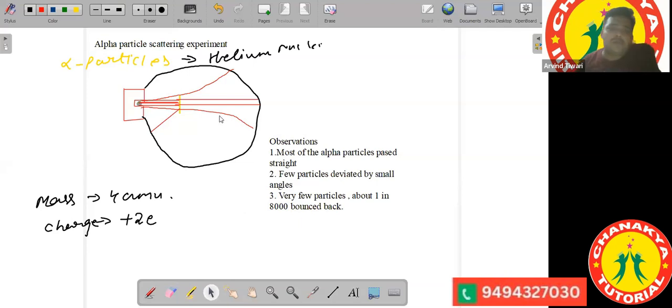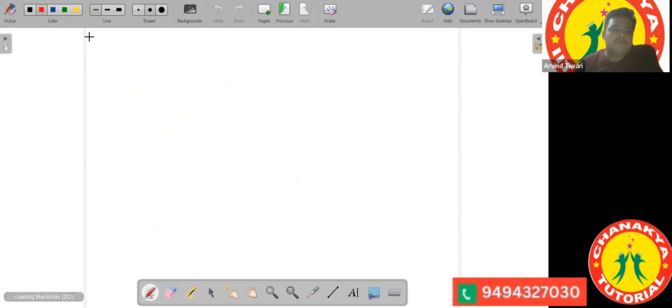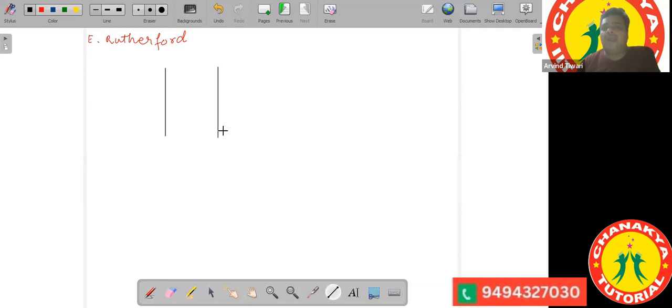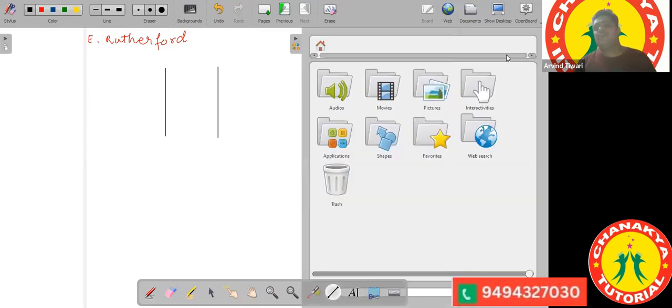The results of this experiment were explained by E. Rutherford. According to Rutherford, he considered the gold foil to be made up of atoms, and the atom is such that most of the space inside the atom is empty.